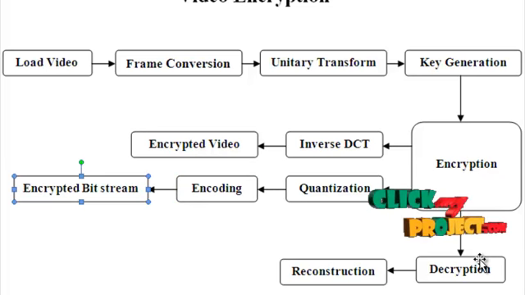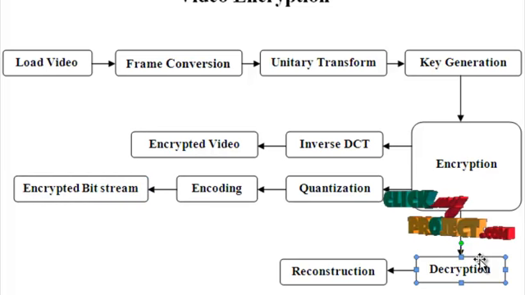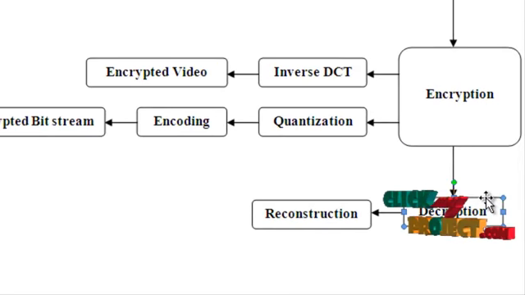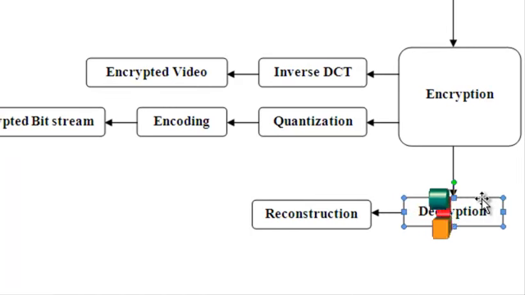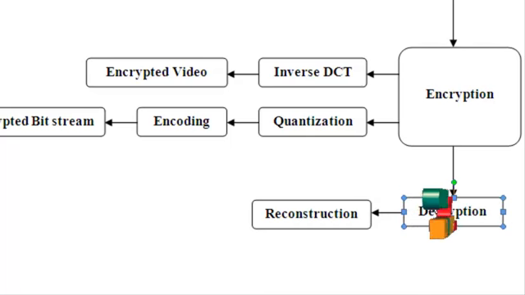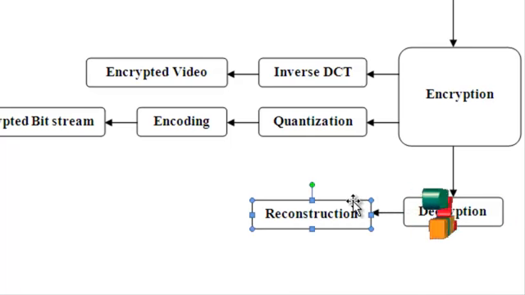Following this encryption process, if we want to reconstruct the original video, in that situation you have to do the decryption. Decryption is again the reverse of the process we did in encryption. That means once again take the inverse DCT and transform the coefficients back into intensity values. Now the reconstructed video will be displayed to you.